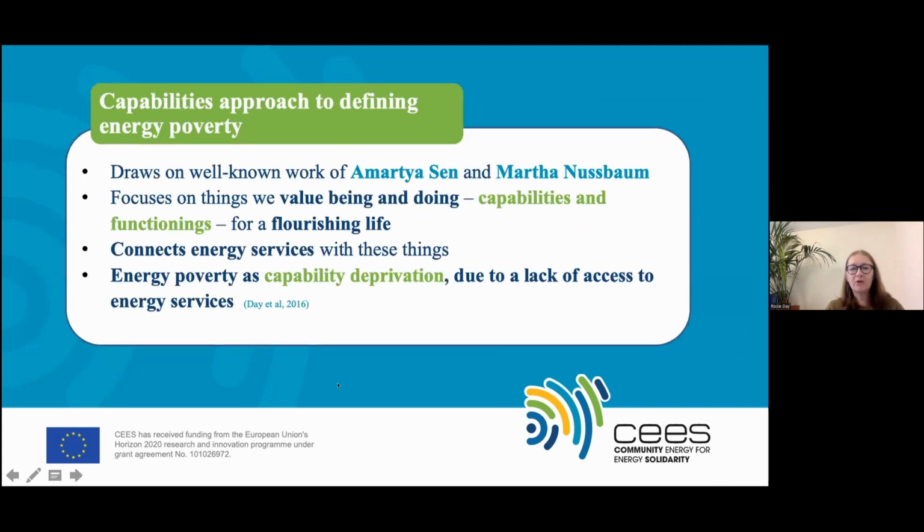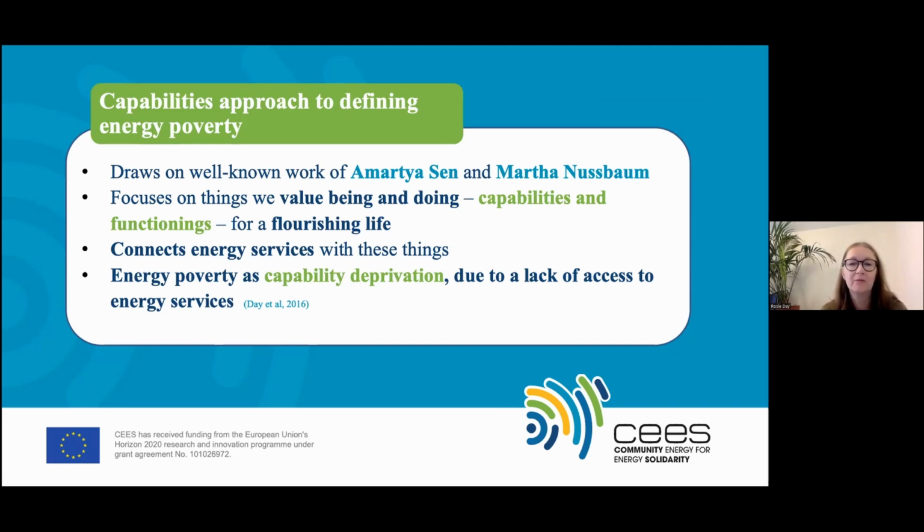So as you might know, the capabilities approach is an approach to poverty and development, which draws on the well-known work of Amartya Sen and Martha Nussbaum, economists and philosophers. This focuses on the things that we value being and doing. So functionings are the things that we're able to do and be, and capabilities are like the opportunities that we have. And not all, but many capabilities are actually essential for a flourishing life.